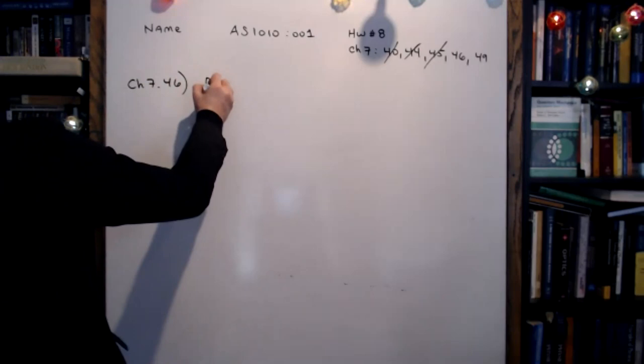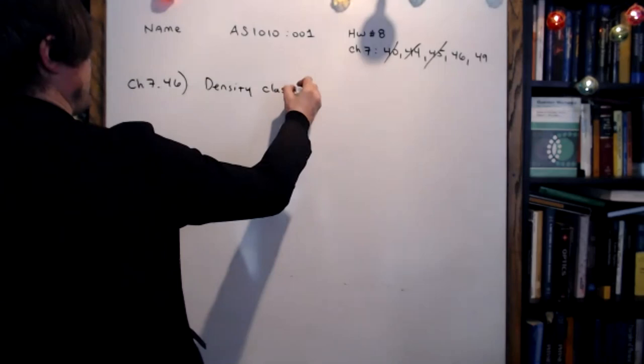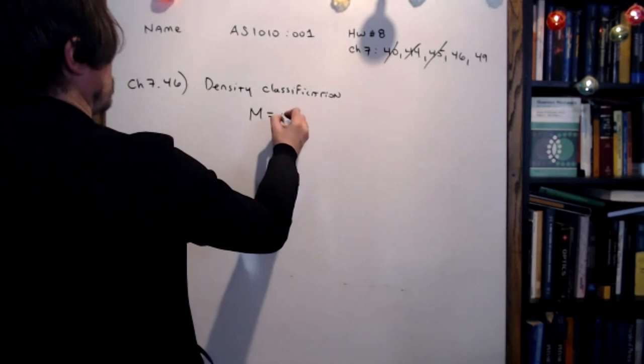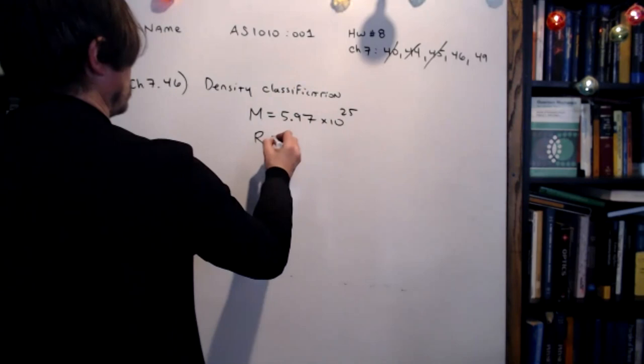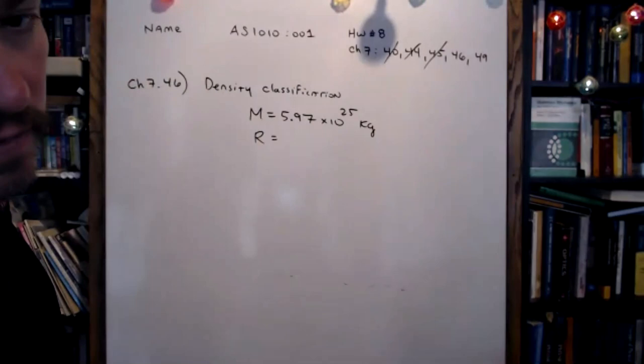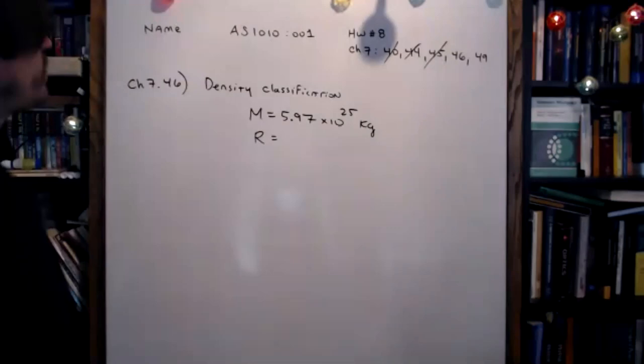Density classification. Calculate the density of a hypothetical planet in our solar system with a mass of 5.97 times 10 to the 25th kilograms and a radius of 12,800 kilometers. Give your answer in units of grams per cubic centimeter. Based just on its density, would we consider it the largest terrestrial planet or the smallest Jovian planet? Explain. What was that radius again? I got a little behind.